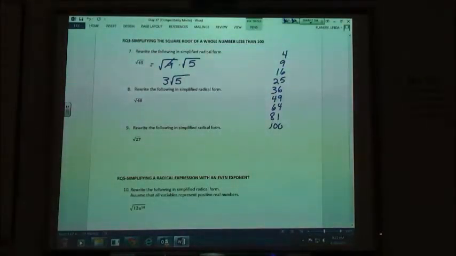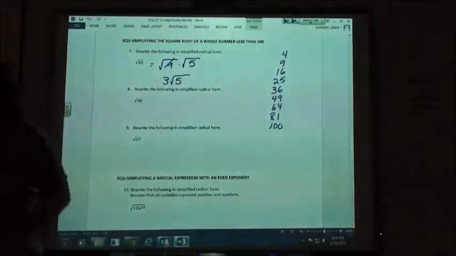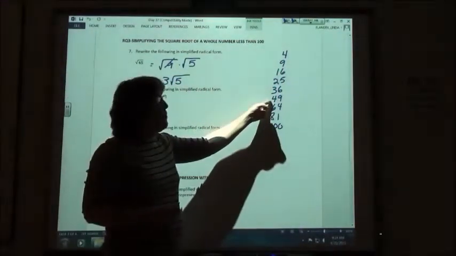So if I'm simplifying the square root of 48, what's the biggest perfect square that divides evenly into 48? 8. 8's not a perfect square. 6 is not a perfect square, right? It's got to be on this list I just wrote down of my perfect squares. So look at my numbers. Obviously 49 is too big.